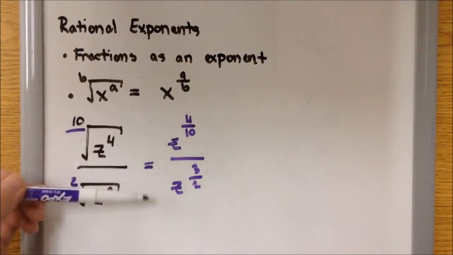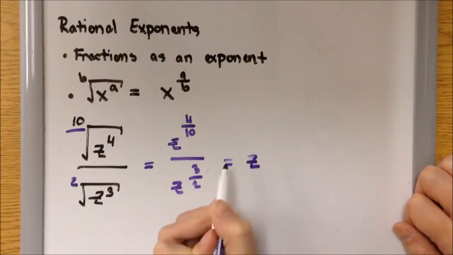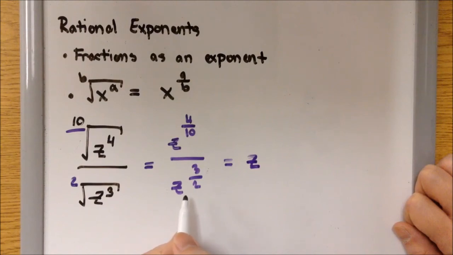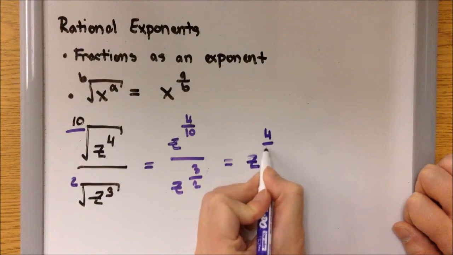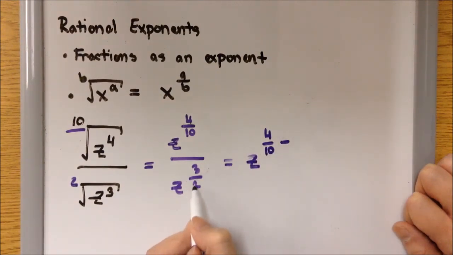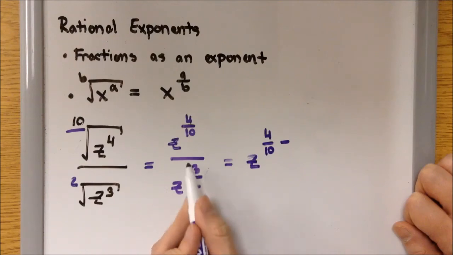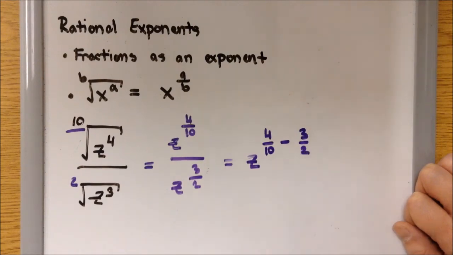Since they're both z's, I can also rewrite it as a single z. And according to the law of exponents, my top comes first, so 4 over 10. Since it's a fraction, minus. Now, this is my second exponent. It's positive. I'm going to keep it the same. So 3 over 2. Now, we check. Can we combine these two fractions? We cannot yet because they have two different denominators.